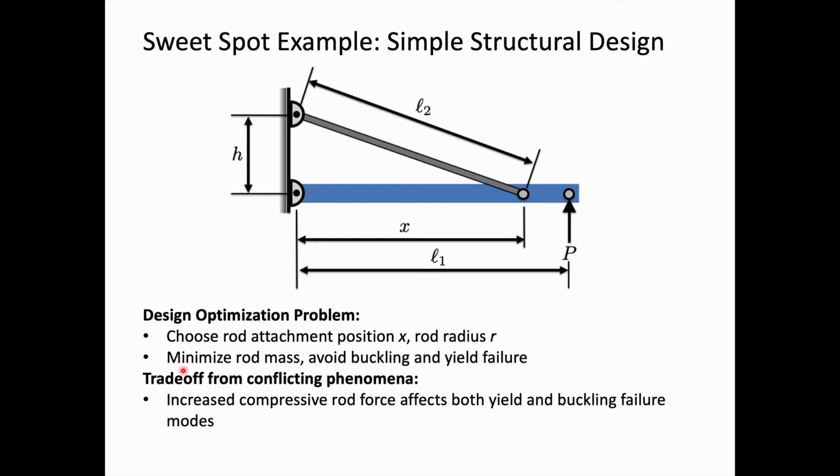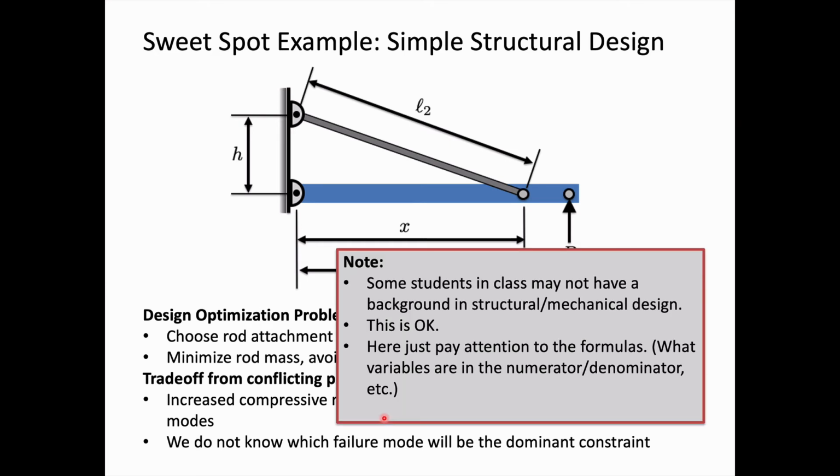So this is really at the intersection of multiple things going on, and it makes this a very rich, interesting design optimization problem. We don't know which failure mode is going to be the dominant constraint in this problem ahead of time. I know a lot of students in this class do not have a background in structural or mechanical design. That's okay. I'm going to provide the formulas that you need here to follow what's going on with this design optimization problem.